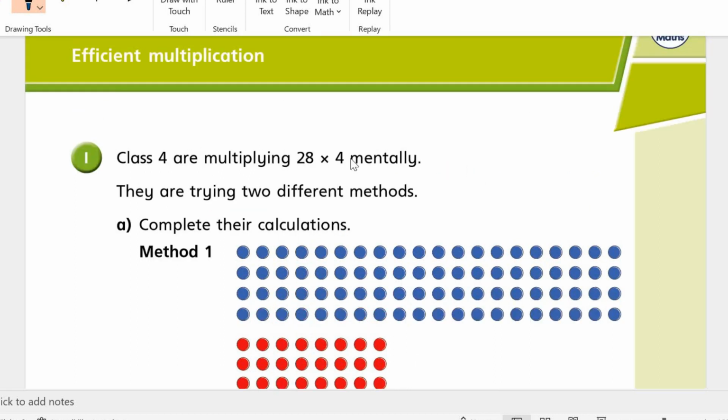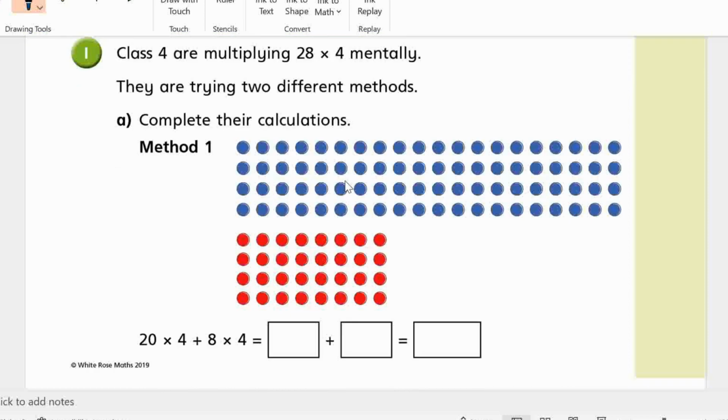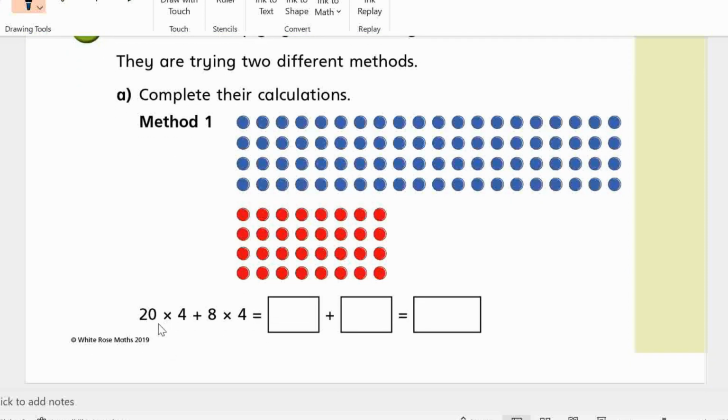So we are looking at efficient multiplication today. Class 4 are multiplying 28 times 4 mentally. They're trying two different methods. Complete their calculations. Method 1. Okay, so this is what they're doing. 20 times 4 plus 8 times 4.